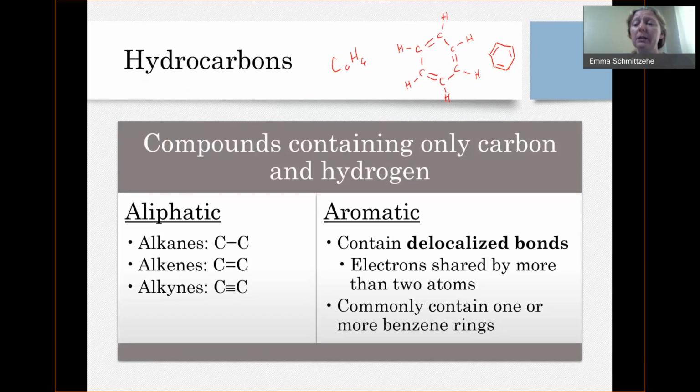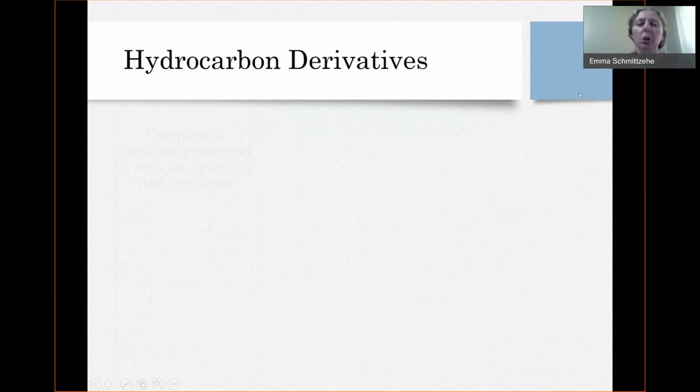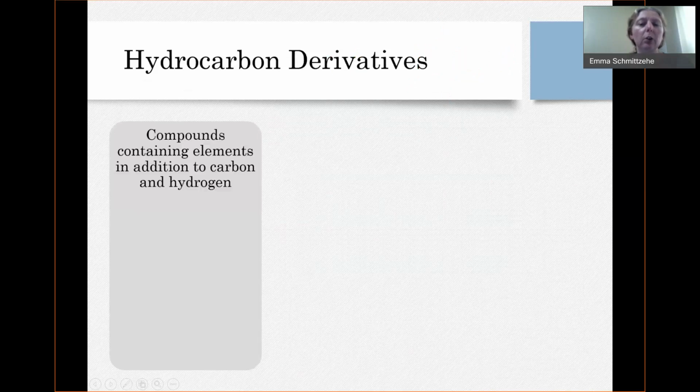So those are hydrocarbons. But of course, it gets more complicated than that, because organic chemistry is a whole field of its own. It's pretty complicated. So I want to make sure you're aware of what else there can be. Okay. And so you can also have what we call a hydrocarbon derivative. That's the rest of the organic compounds, the more complicated ones.